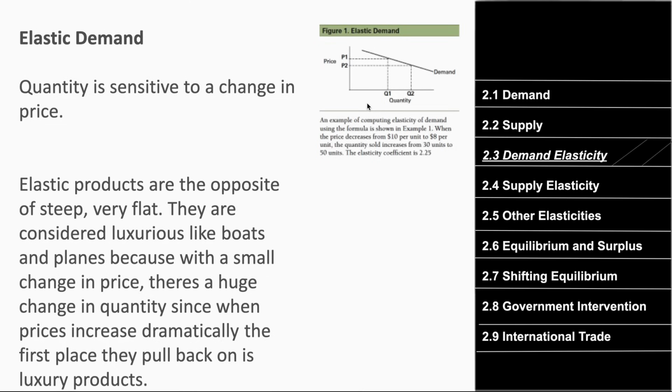People don't need them. So think necessary products like food, water, medicine, all of that, that's inelastic. No matter the price, people need to buy them. But luxurious, non-necessary products are more elastic.